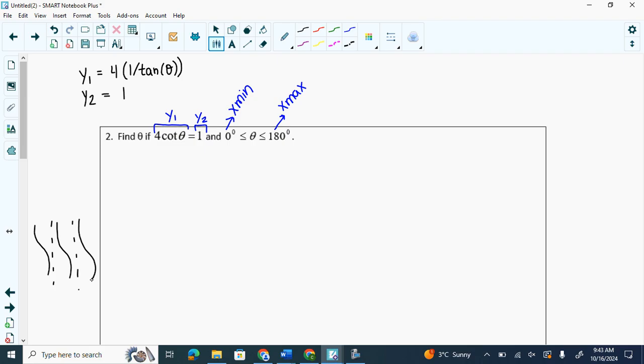What did you get for your answer? Between 0 and 180, what'd you get? To the nearest 10th, 76. Or to the nearest 100th, we could do 75.96, right? But I know ahead of time, I should be getting 75.96 degrees.